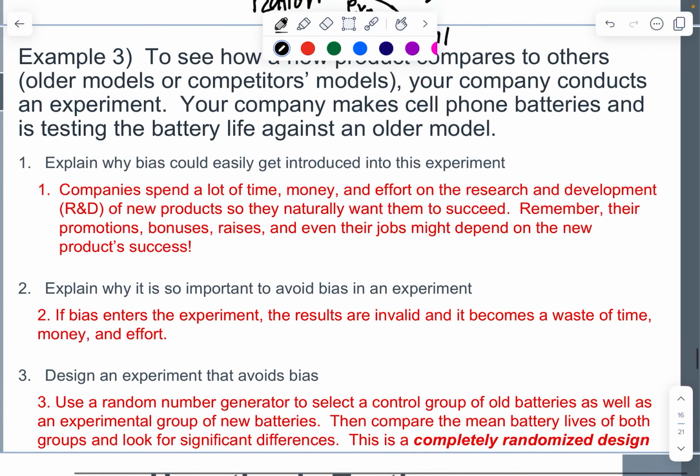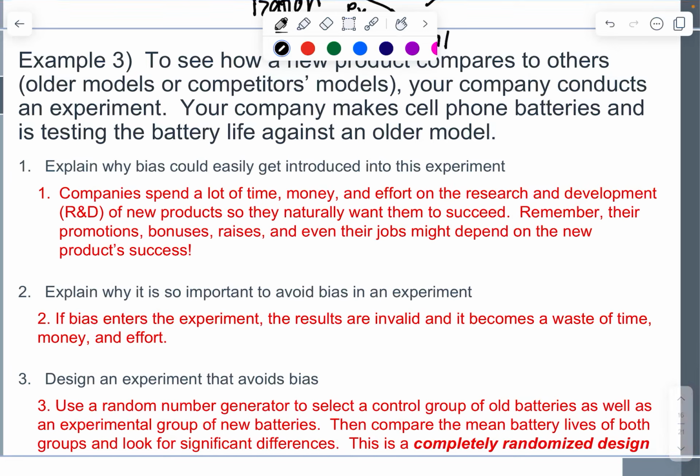So again, just to make sure that we're all good, bias could be introduced just on the research and development since it's the same company. They're going to want it to succeed. Also, some people's jobs could be on the line, and so they're needing a certain desired result because maybe they're going to get a bonus or whatever. So that's something to consider as well, in addition to just knowing old versus new, your company conducting the experiment, like we stated before. And we would want to avoid bias too.